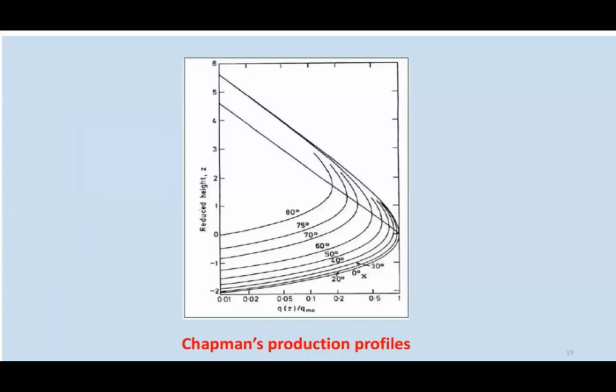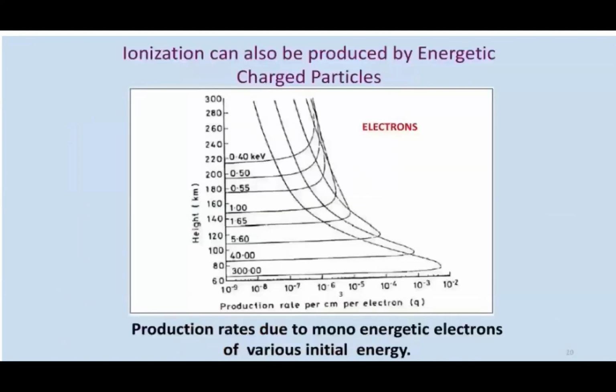So the ionosphere production starts at higher heights. As the day progresses, it comes to lower and lower heights. So all these properties are actually observed, and they are very well represented by the Chapman's production function.